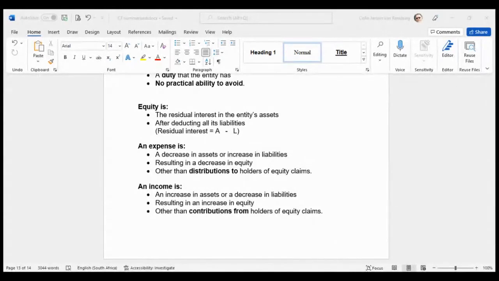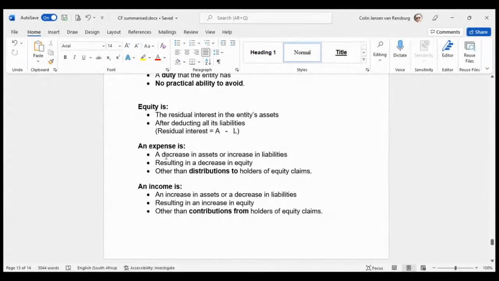So now let's proceed to the definition of an expense. If we look at an expense, like I said earlier, this is basically the mirror image. If you look into a mirror, your left hand looks like your right hand, and your right hand looks like your left hand, doesn't it? So it's basically a mirror image of the income definition.